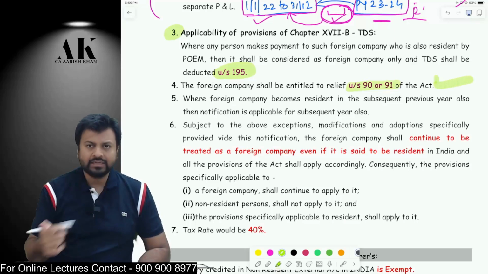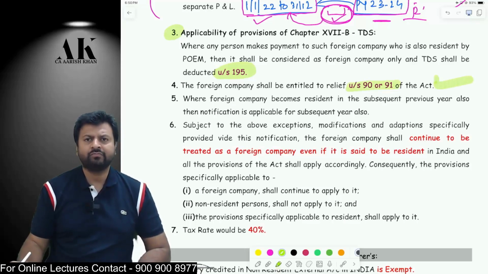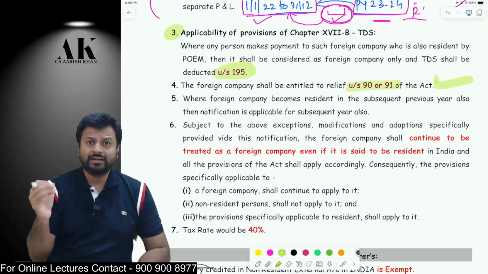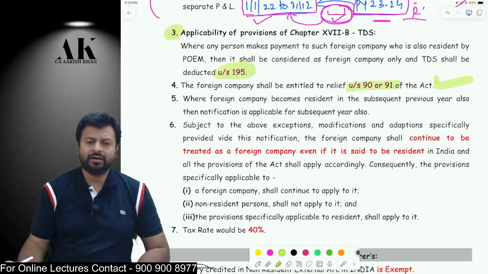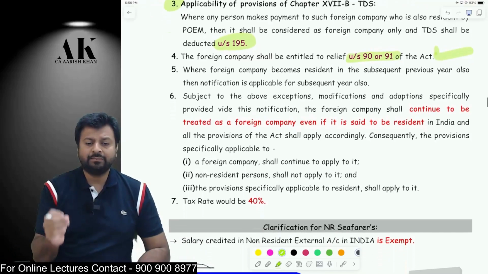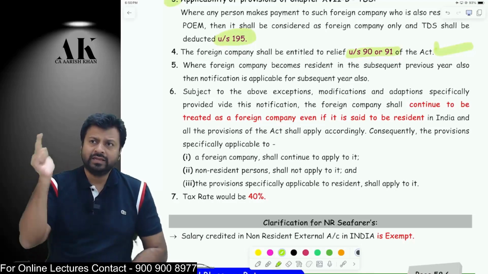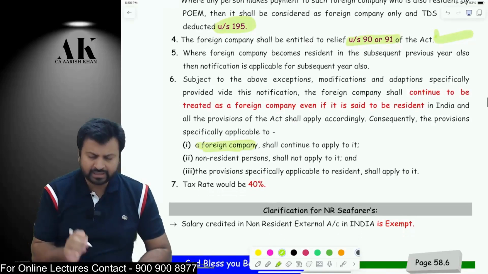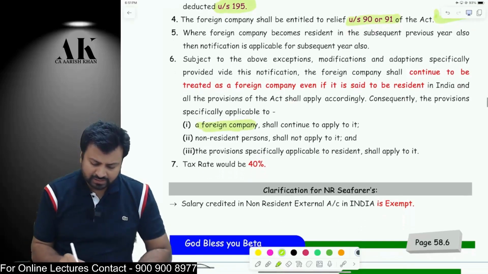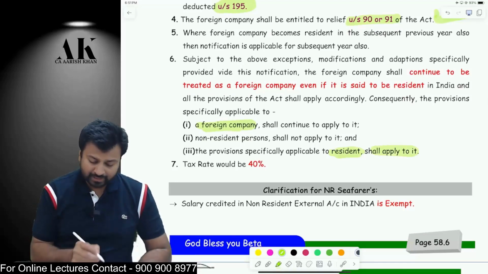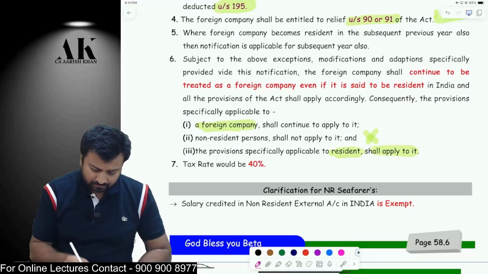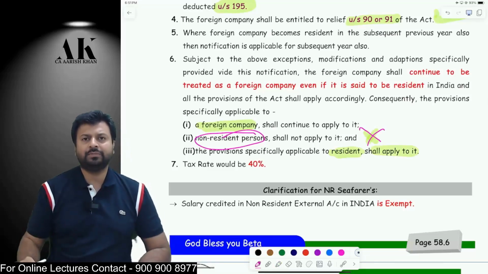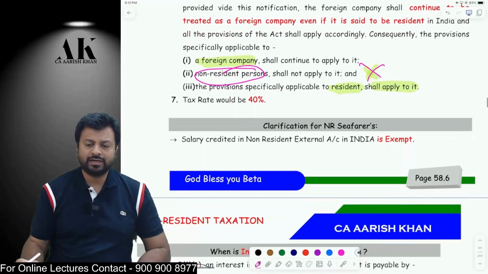If this company is earning some doubly taxed income in 2-3 countries and also earning income in India, then it will be eligible for relief under section 90 and 91 of the income tax law. Further, this company is a foreign company, this company is a resident, but this company is not a non-resident. Therefore, all the provisions of foreign company shall apply to this company. All the provisions of resident shall apply to this company. But any provision of non-resident shall not apply to this company, because this company is a resident in India now.